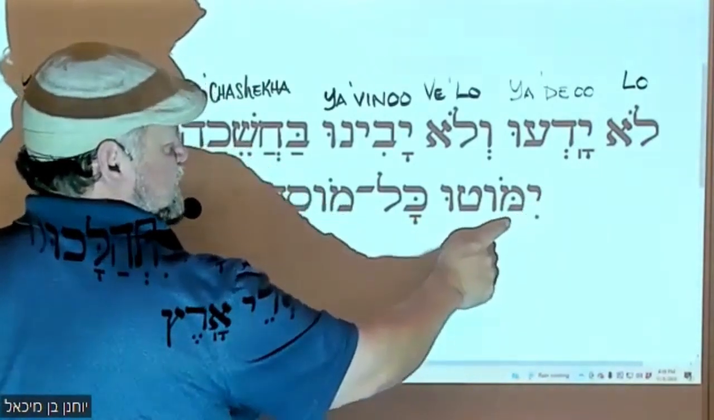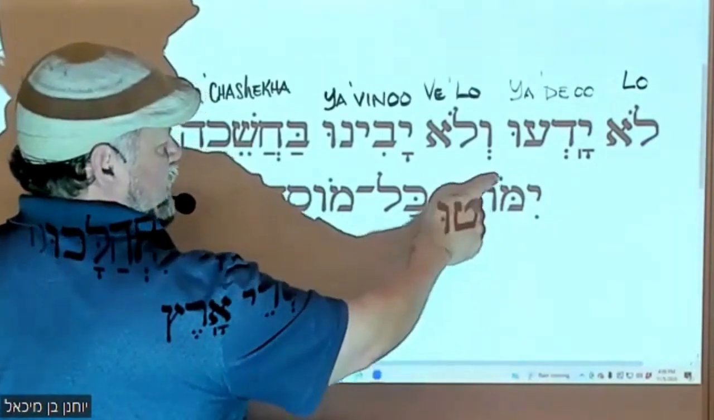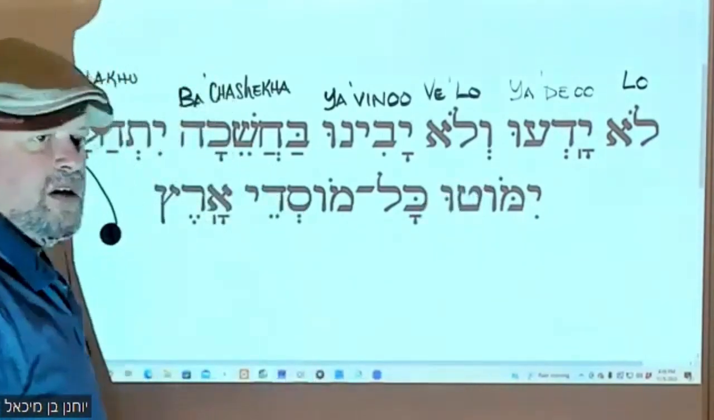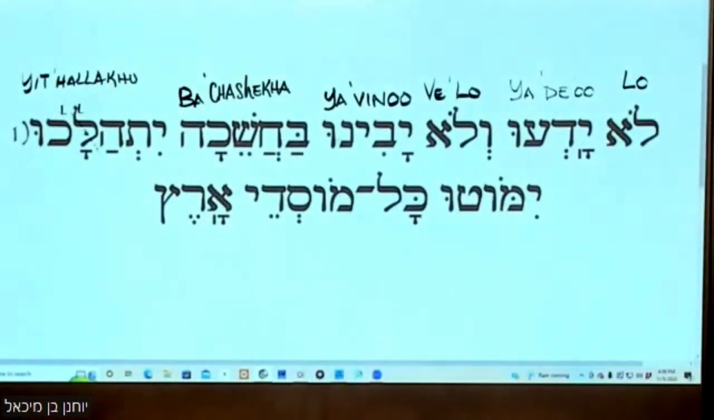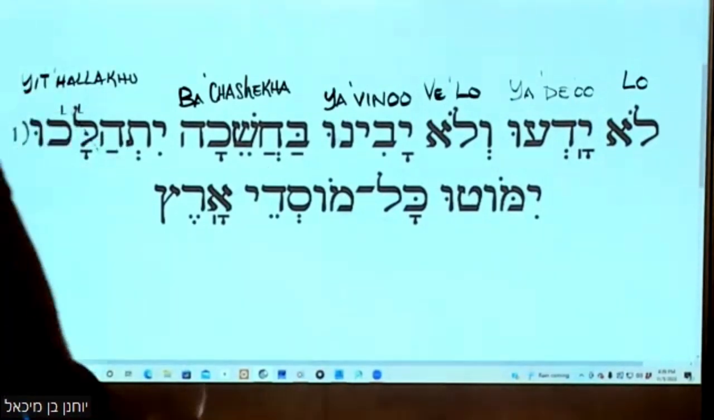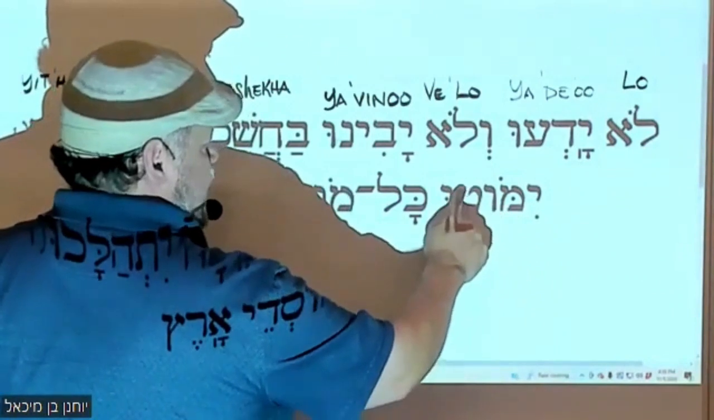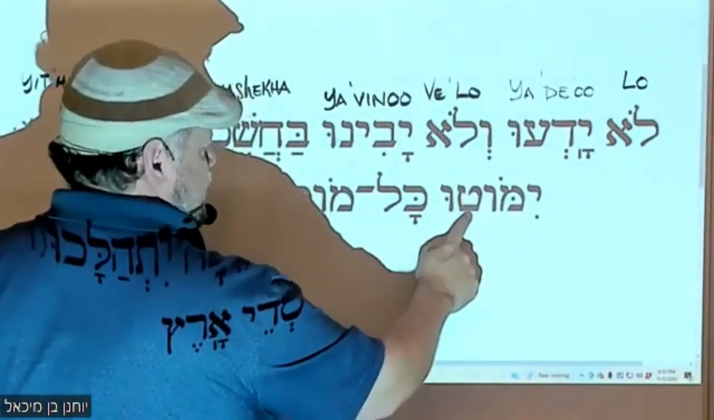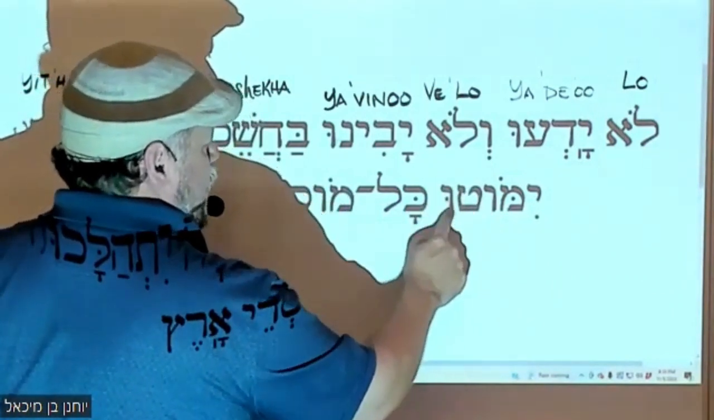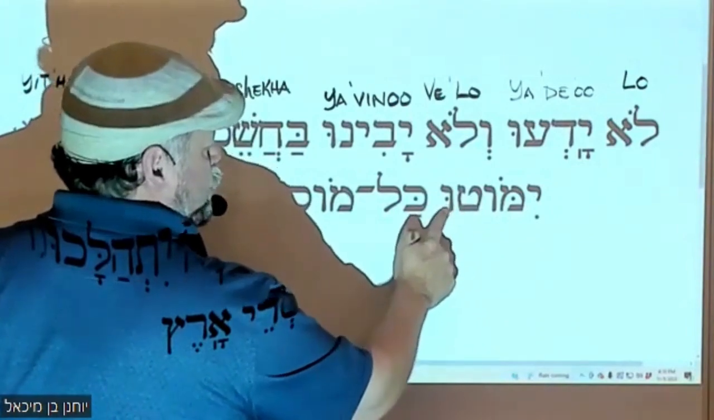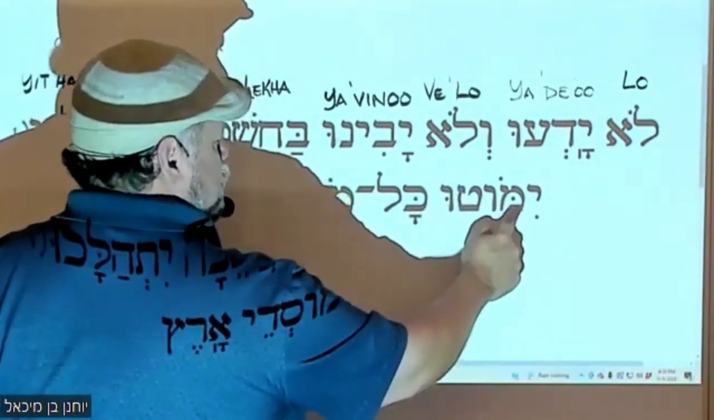Then we pick up the second M and the holem, which is a long duration O type vowel. And so that gives us mo. So yim, mo. And then we have the tet, which is a T sound, and it's followed by a shuruk, tu. So yimotu.